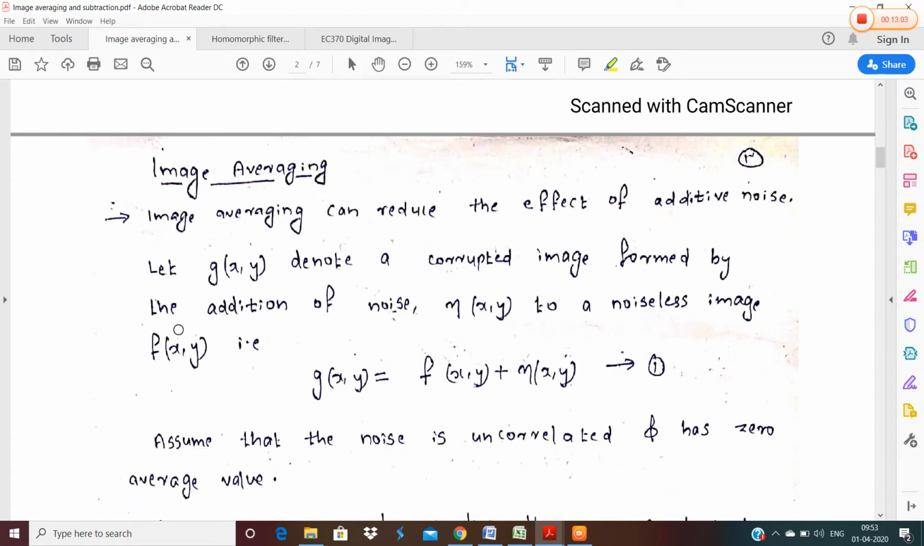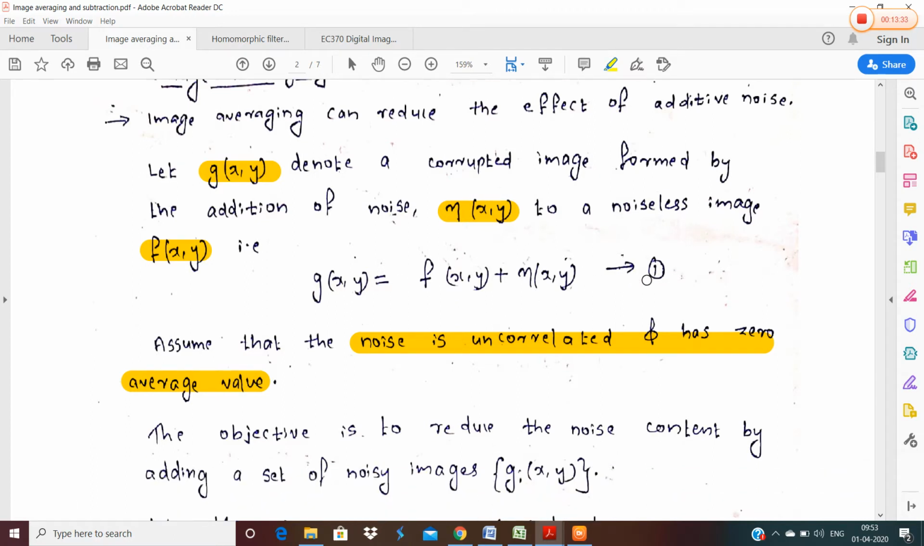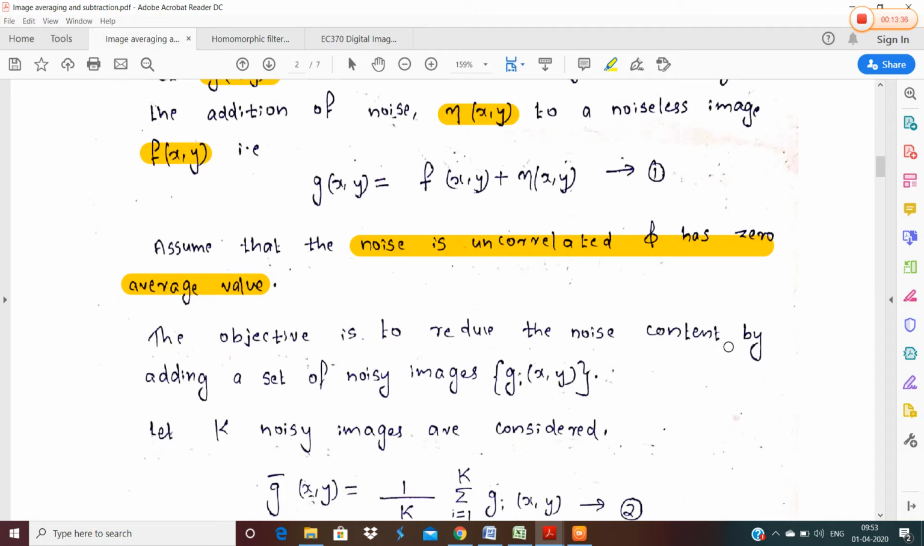You are taking an image, f is your original image, and you are adding noise, this is your noise. Adding this, you will get a noisy image g. The feature of the noise is that it is uncorrelated and has zero average value. This is equation number 1. Now the objective is to reduce the noise content by adding a set of noisy images.